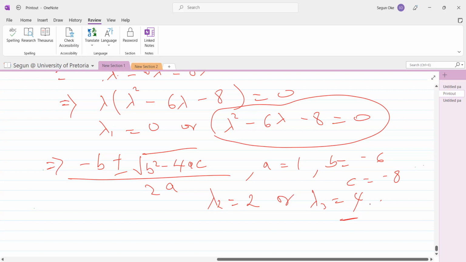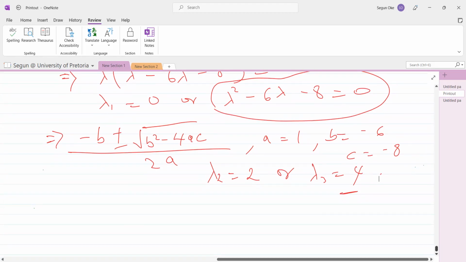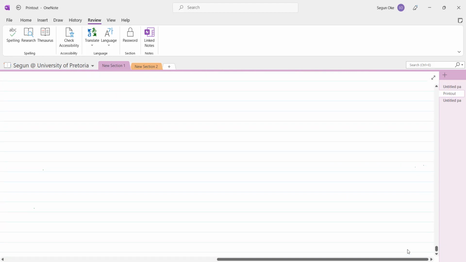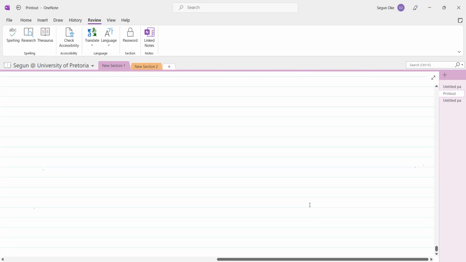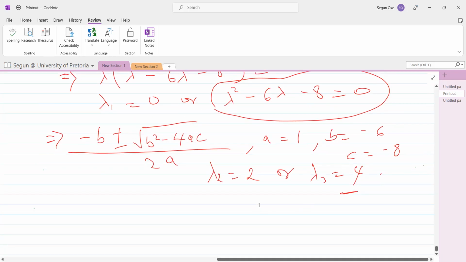Yes, sir. Guys, just check it by yourself. It's just a quadratic equation. So at the end of the day, we have elements. You try to solve where you have V1, V2, V3. That is vector space 1, vector space 2, vector space 3.